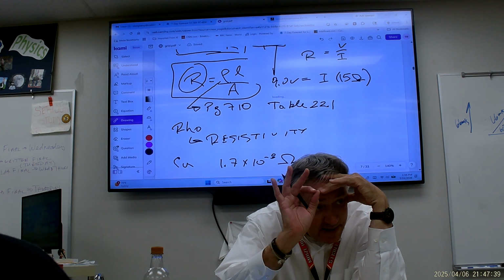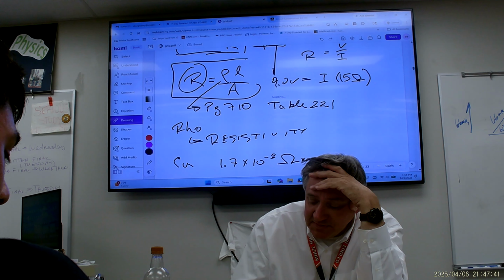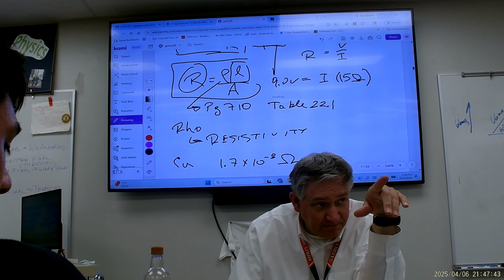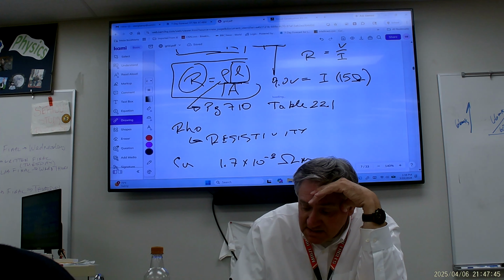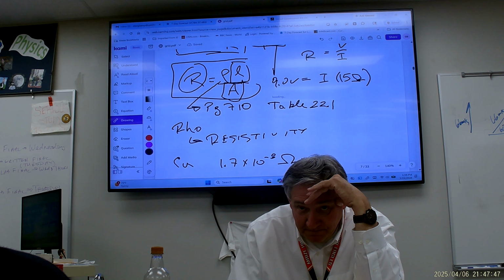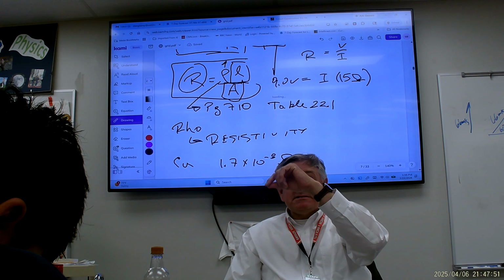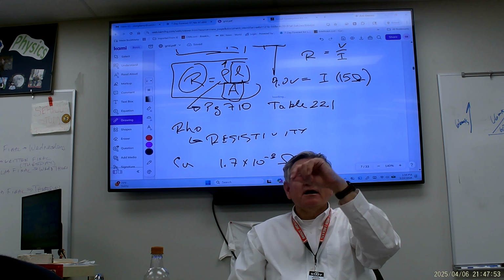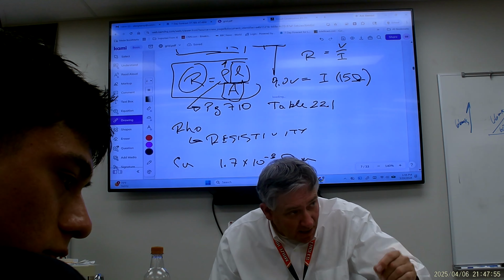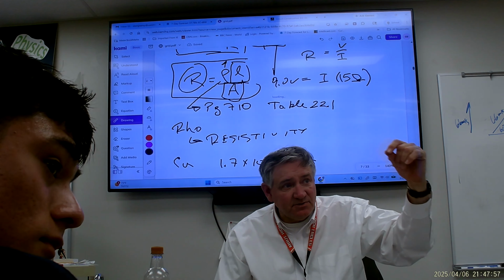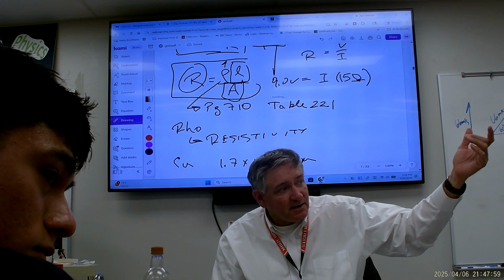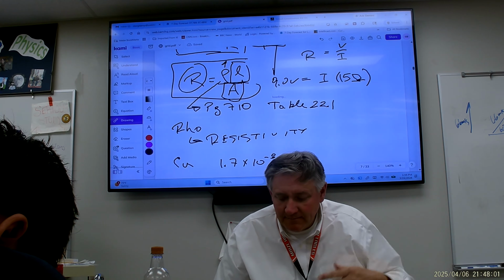So what that means is that if the length of the wire is the same and the cross-sectional area is the same, as your resistivity, which is not resistance, goes up, what happens to the resistance? It increases. It also goes up.